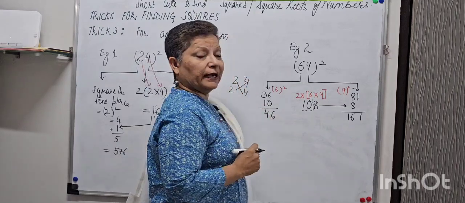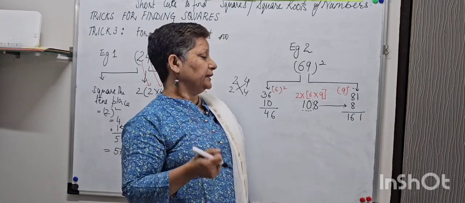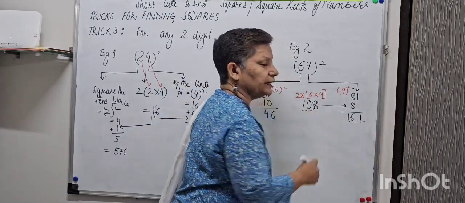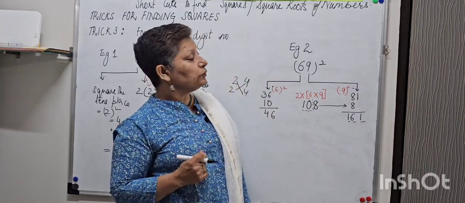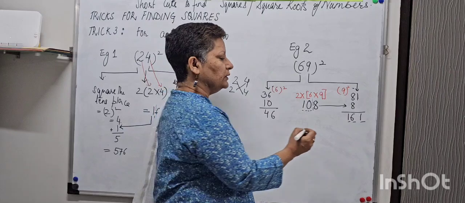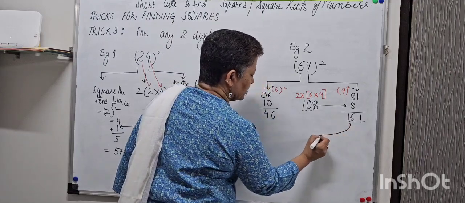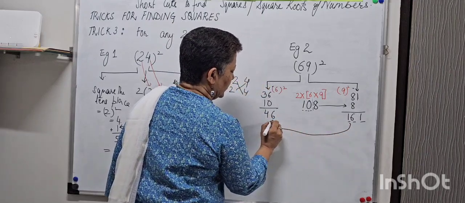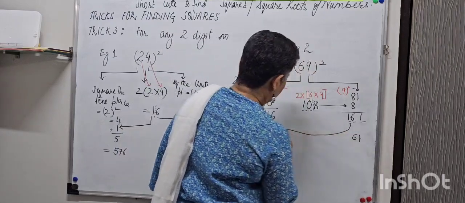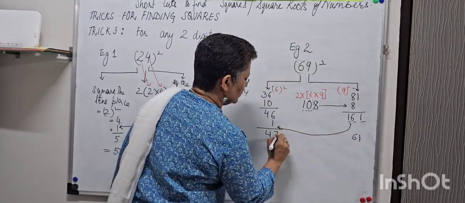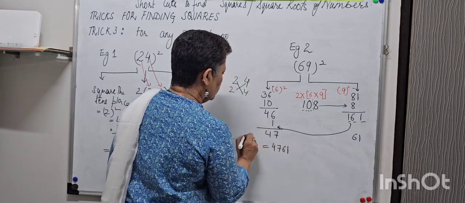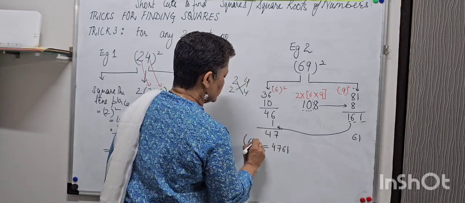I still am not completed with my answer because I have a 3-digit number here. This should ideally be a 2-digit number because we're talking only of the square of this ones place digit. So this 1 has to obviously come here, and then this becomes 61 here, and this becomes 47 here. So the final answer is 4761, which is the square of 69.